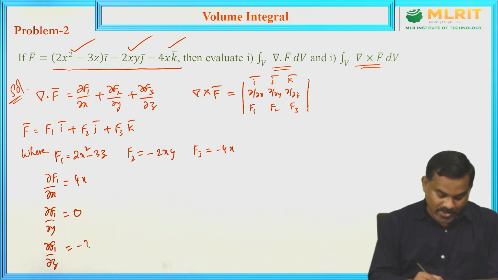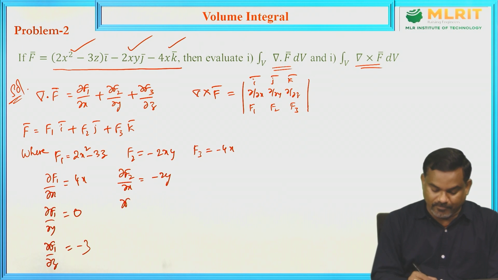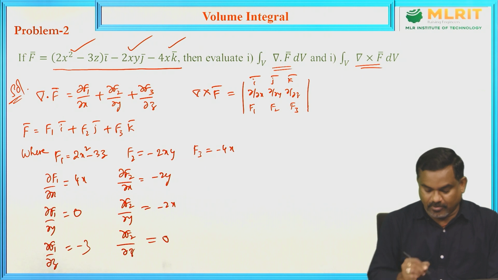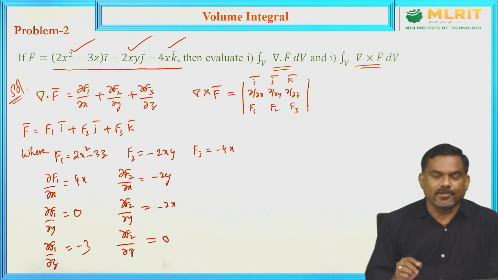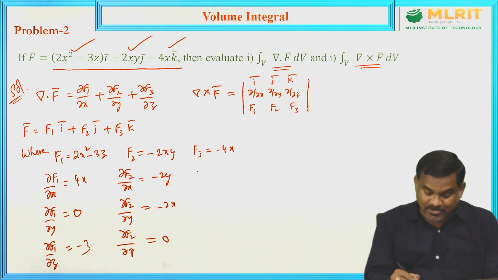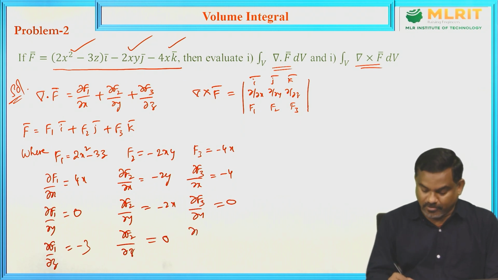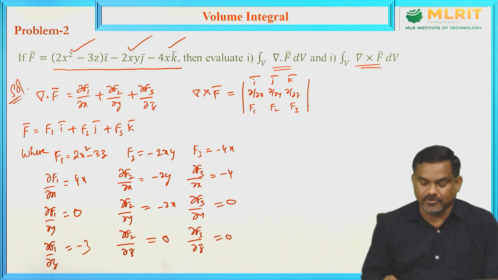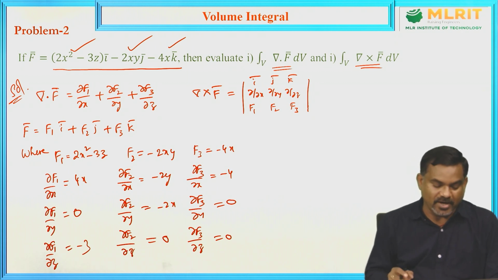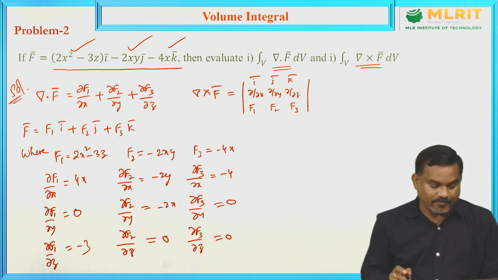So 0 minus 3. And similarly dou f2 by dou x, minus 2y, dou f2 by dou y, minus 2x, dou f2 by dou z, 0. In partial differentiation, we treat other independent variables as constant. Similarly, dou f3 by dou x, minus 4, dou f3 by dou y, since there is no y term, it is completely constant, so 0, dou f3 by dou z, again the same. So these are the 9 partial derivatives, and we can use these values to find del dot f bar and del cross f bar.